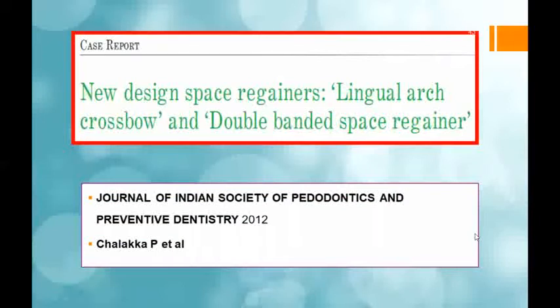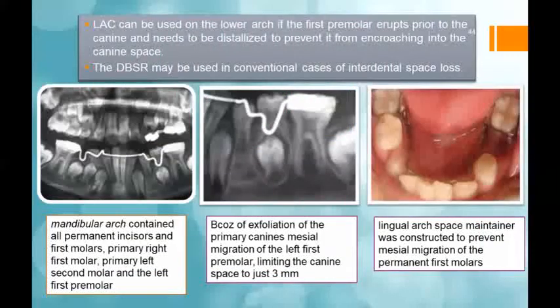Now the new design space regainers: a lingual arch crossbow and a double banded space regainer by Chalaka et al. in 2012. The lingual arch crossbow can be used on the lower arch if the first premolar erupts prior to the canine and needs to be distalized to prevent it from encroaching into the canine space. And the double banded space regainer may be used in conventional cases of interdental space loss.